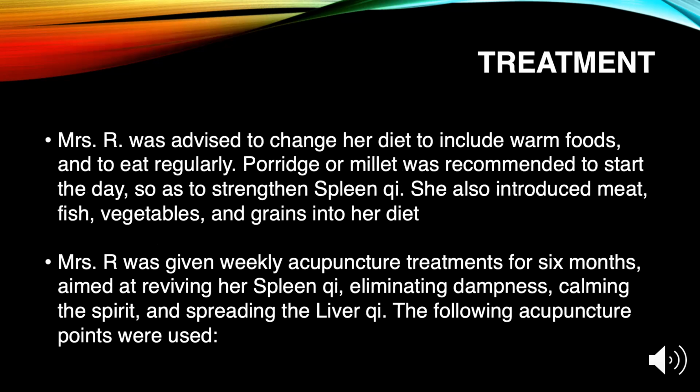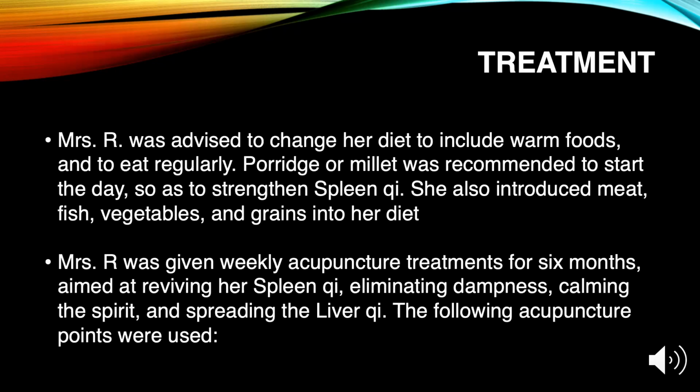Mrs. R was advised to change her diet, to include warm foods, and to eat regularly. Porridge or millet was recommended to start the day so as to strengthen spleen qi. She also introduced meat, fish, vegetables, and grains into her diet. Mrs. R was given weekly acupuncture treatments for 6 months, aimed at reviving her spleen qi, eliminating dampness, calming the spirit, and spreading the liver qi.